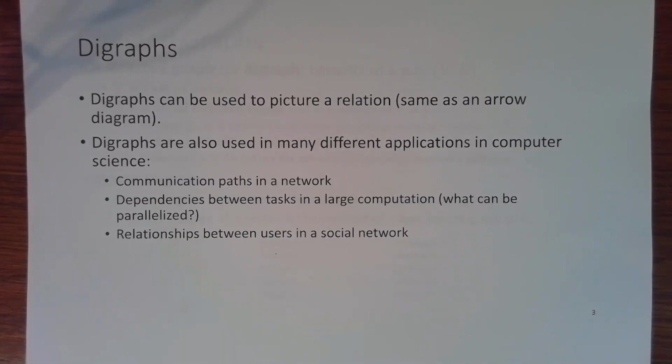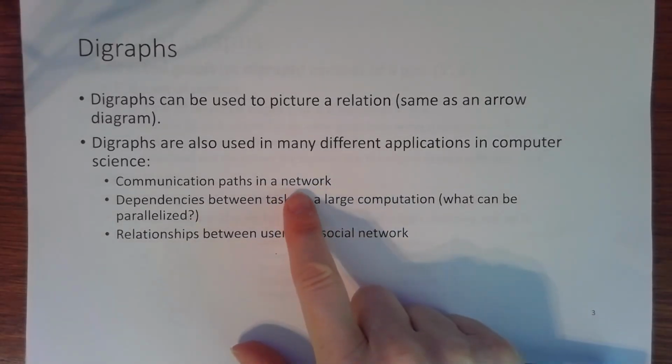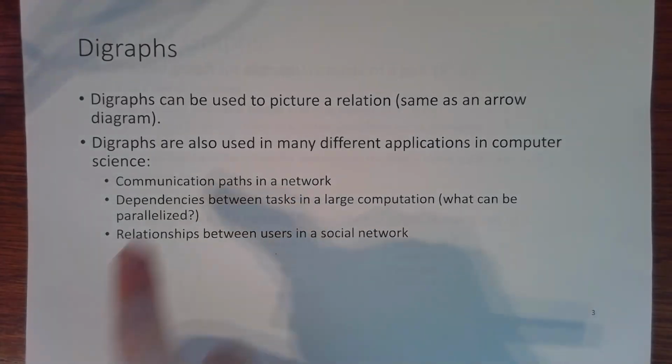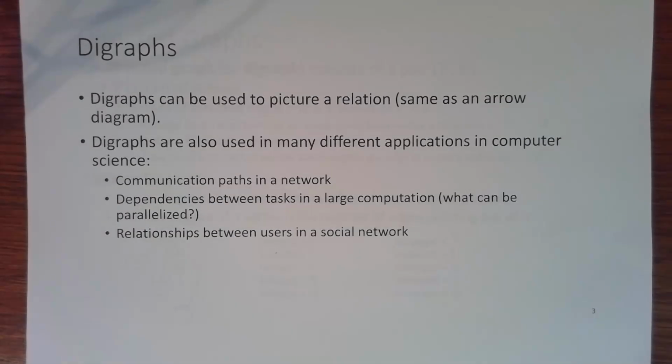For example, in networking, we can look at the communication paths between networks. The various vertices represent processors or computers in a network, and the communication paths between the computers would be represented by the edges.